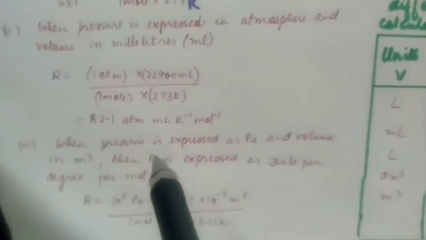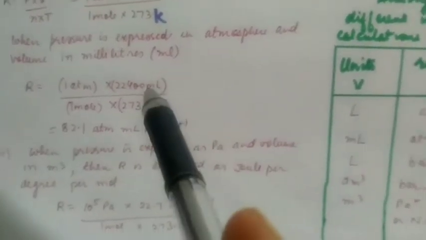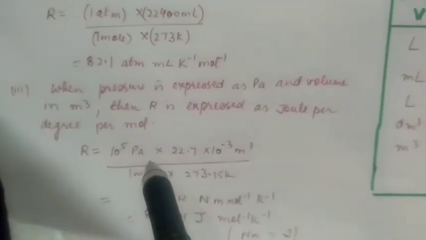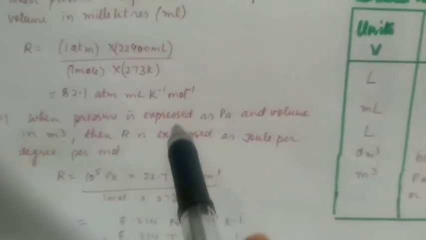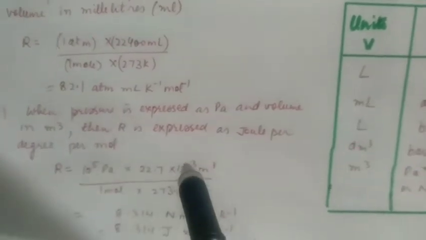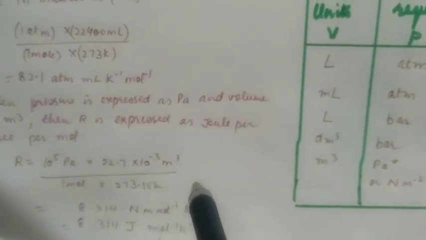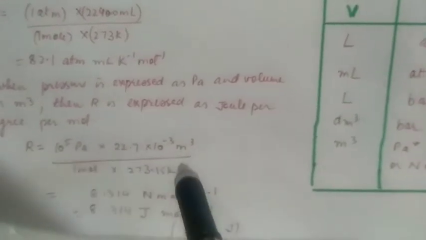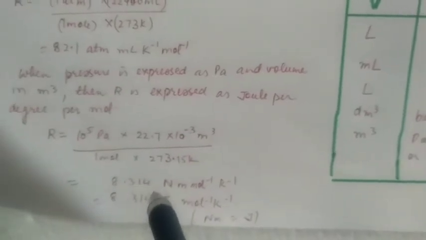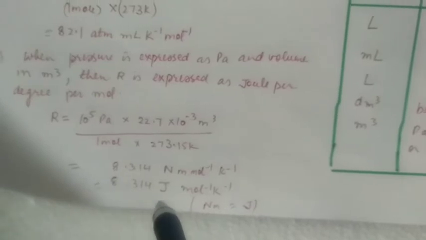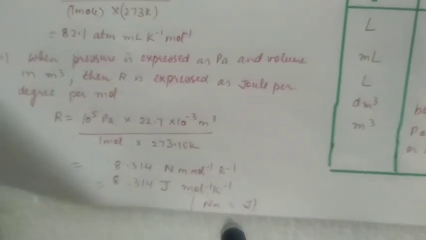Third condition, when pressure is expressed in pascals. So instead of 1 atmosphere, we will write 10 raised to power 5 pascal for 1 bar, and volume in meter cube. Now volume occupied at 1 bar is 22.7 into 10 raised to power minus 3 meter cube. So putting these values, we get R equal to 8.314 Newton meter mole inverse Kelvin inverse. But Newton meter is also called joule, so we can also say 8.314 joule per mole per Kelvin.